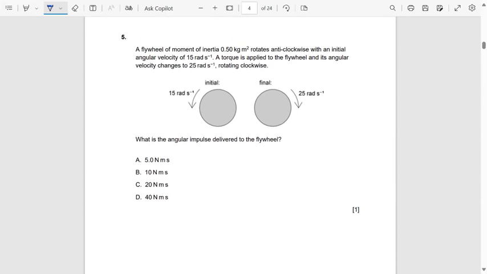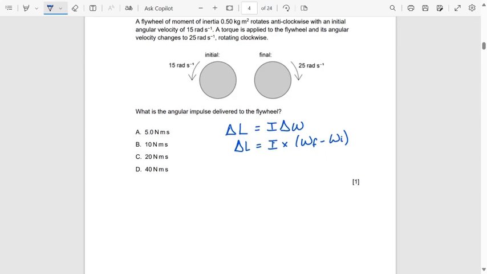Question 5 is rigid body mechanics, and we're looking at angular impulse, which is delta L. So the angular impulse, I'm just going to go ahead and put in the formula from the data booklet. If I'm looking for the angular impulse, it's going to be I multiplied by the final angular velocity minus the initial angular velocity. Now I've got an expression for the angular impulse. I'm going to go ahead and sub in some numbers.